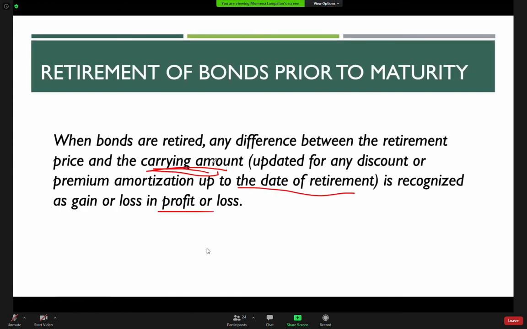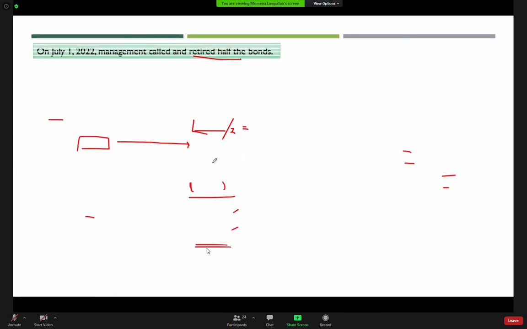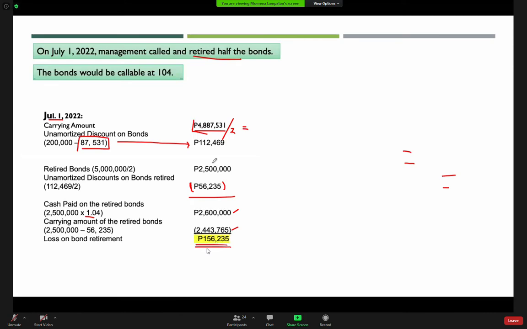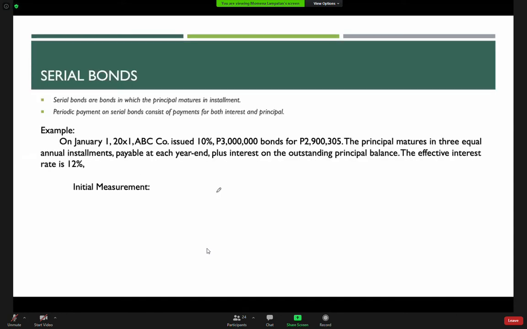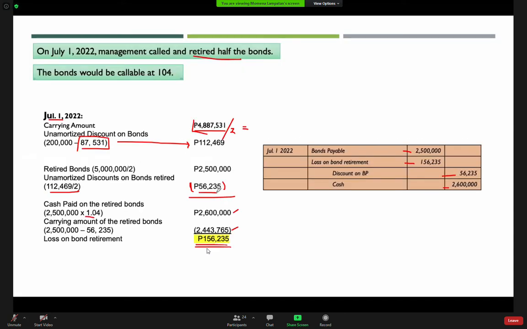So, kung na-amortize mo na yung 87, ibig sabihin, ang unamortized na lang or yung hindi pa na-amortize ay 112,469. That is for the whole bonds. Pero kalahati lang kasi, that is why pagdating dito, dinivide natin ng 2. Kaya 56 lang. Okay, sige. May tanong pa? Wala na. Okay, sige. So, that is for the retirement of bonds prior to maturity.